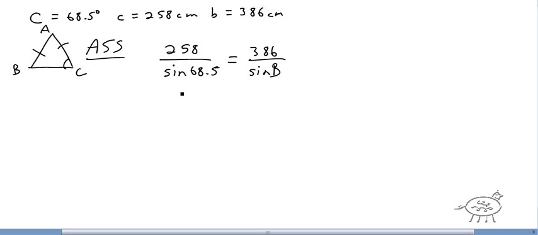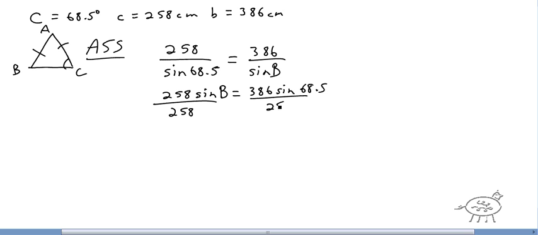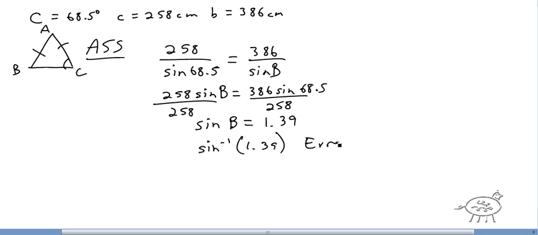and I'm going to show a little bit more work here because this is important. So 258 sine of B is equal to 386 sine of 68.5. Divide both sides by 258. So sine of B is equal to 1.39. Now, if you put it in your calculator and did inverse sine, again, make sure your calculator's in degree mode, inverse sine of 1.39, you're going to get an error in your calculator.